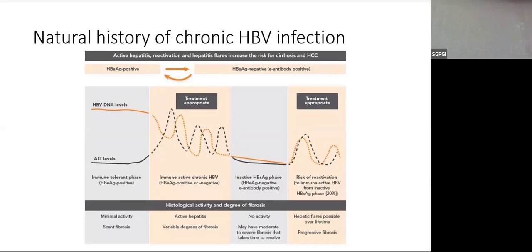Treatment is required in case of the immune active phase as well as the reactivation phase. Whereas in immune tolerance phase, although the HBV DNA level may be very high, up to 1,000 million, it doesn't matter if ALT levels are normal and it is not causing any damage to the hepatocytes, no treatment is required. So that's why the natural history of chronic hepatitis B is important.